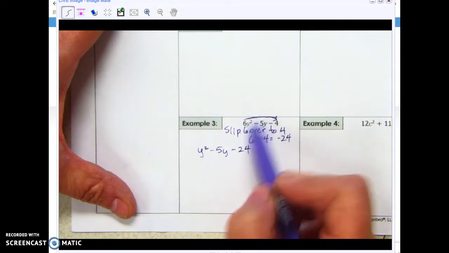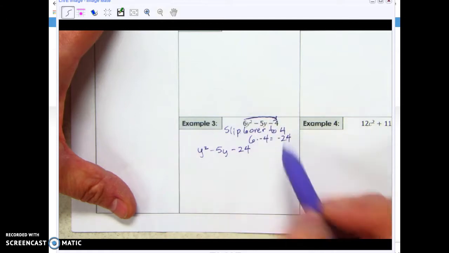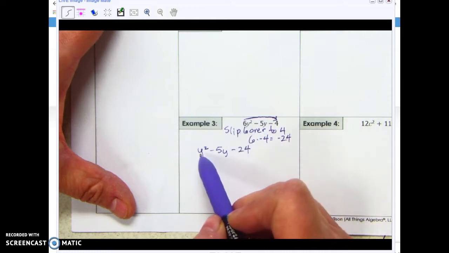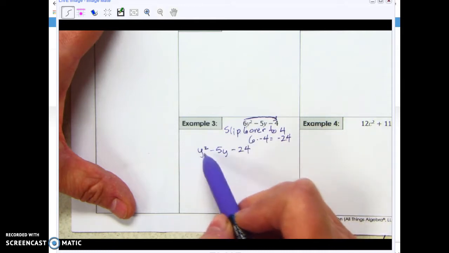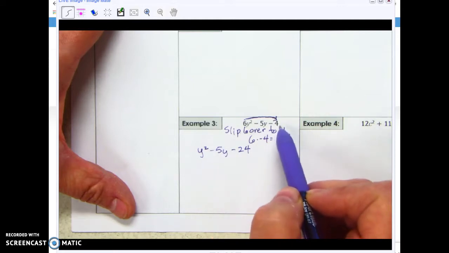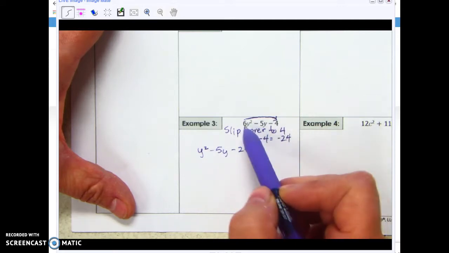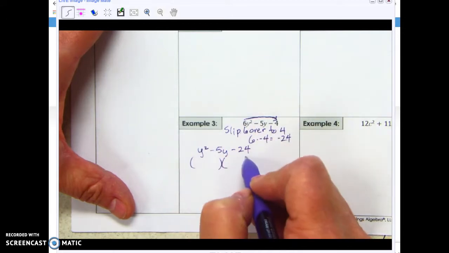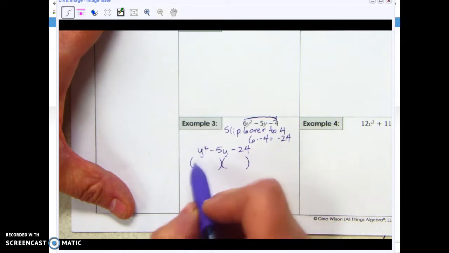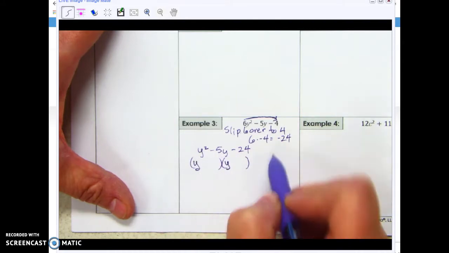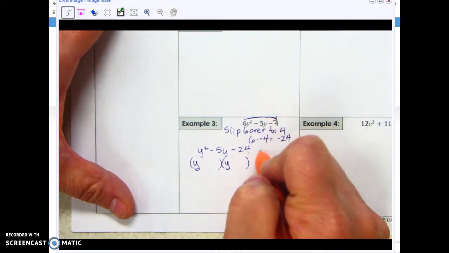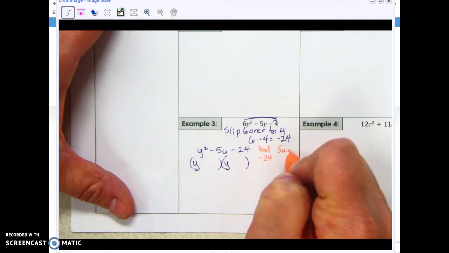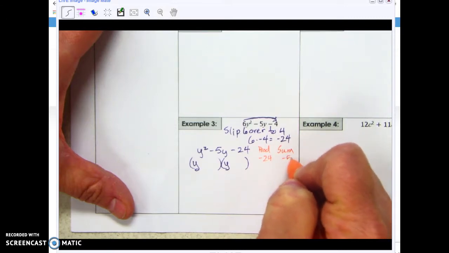So notice that the middle term always stays the same. The a term, the first term, will always go to 1, so we're just factoring whatever the variables are. And then the c term, the last term, will always be a multiple of the first term times the last term. So then we do our parentheses, and we look for what gives us y squared, a y, and a y. Now we look for a product of -24 and a sum of -5.